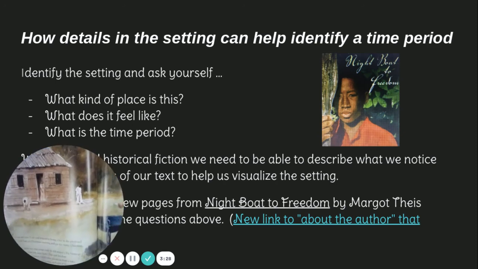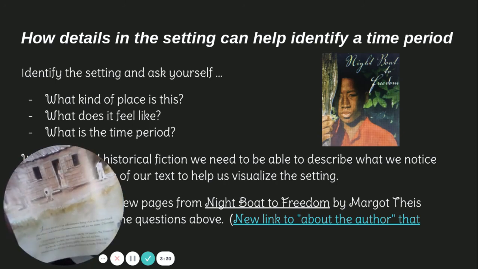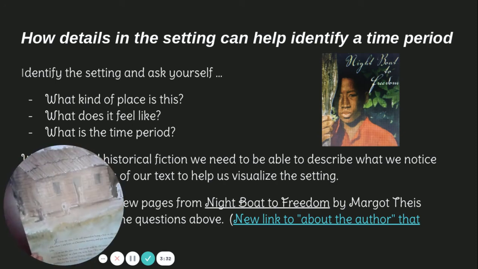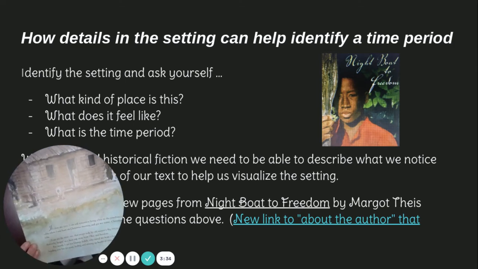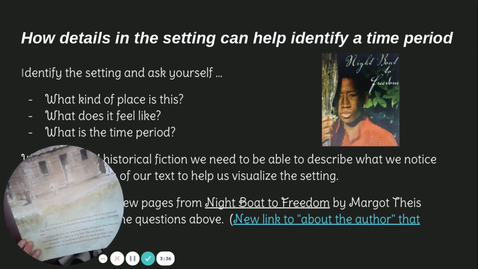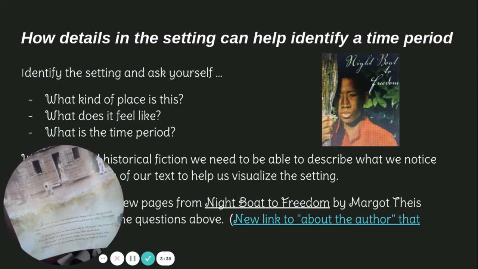Let me see if you can see this whole picture. All right, I'm going to read just about three or four pages. And what I want you to focus on as I read is just characters and setting.